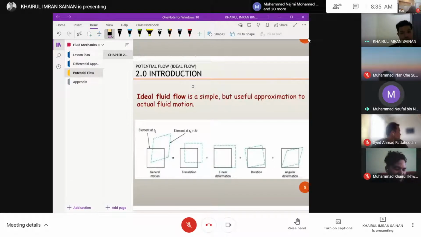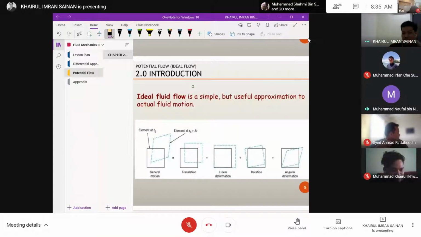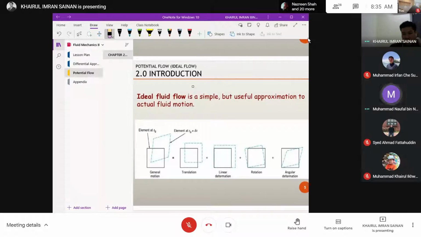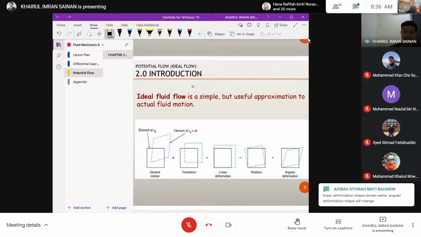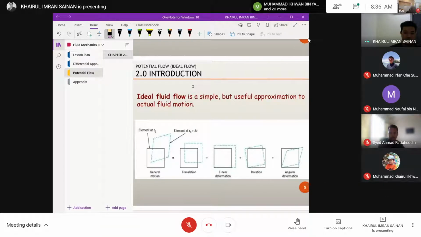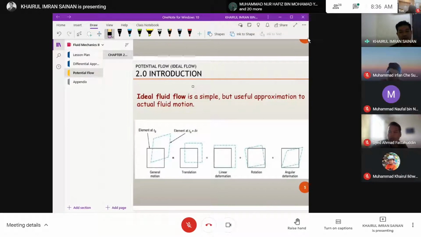Okay, the first one, Naufal, is where the element will become larger and smaller, right? Can you see? Yeah. Alright, so that is the first one. And then what is the other thing? Take a look at the names themselves. When it deforms, one deforms with an angle, another one deforms linearly, right? So those are the difference between linear and angular deformation.